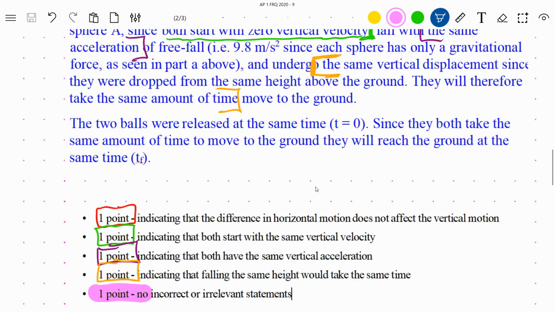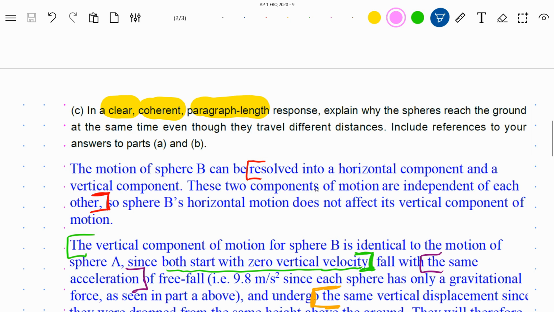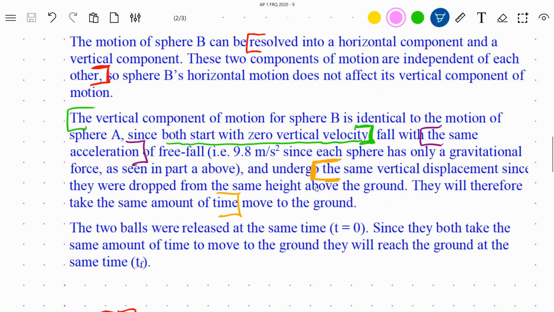So there you go. Hopefully that's of some help to you in terms of how to approach a paragraph length response. Just to summarize here, clearly communicate, bring in, in fact, I don't think I said it this way before, bring in the correct physics that you learned in your course and apply it to the specifics of the question you're dealing with.